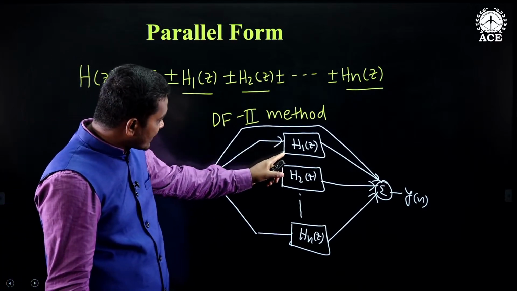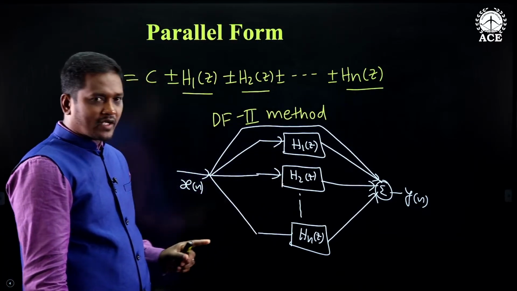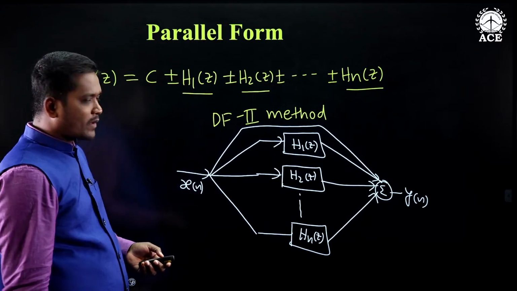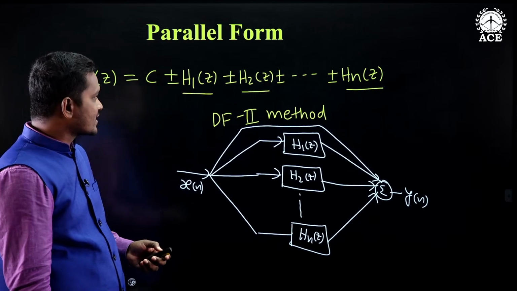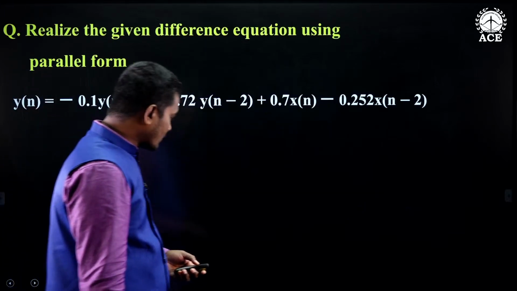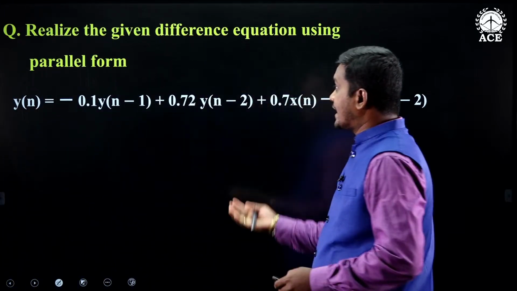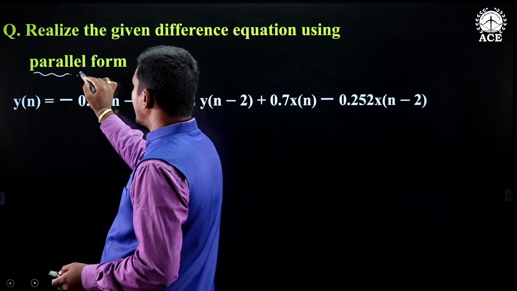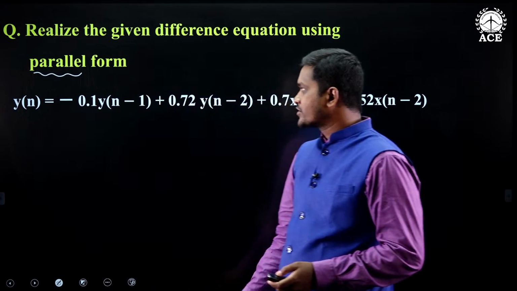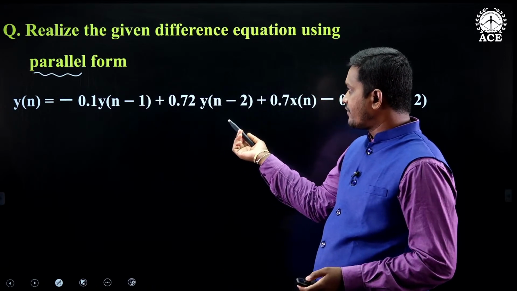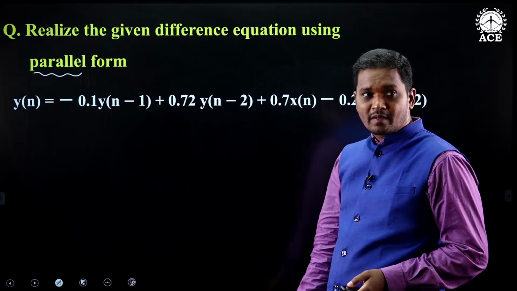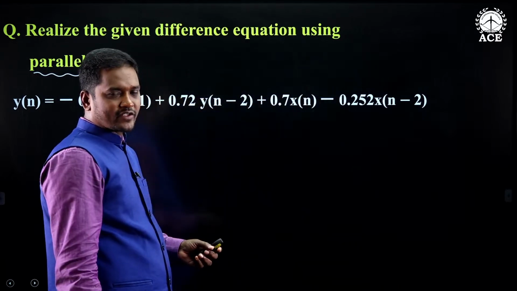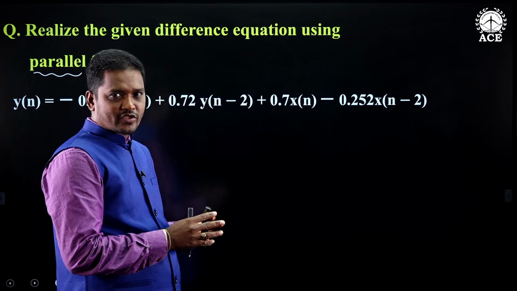So you need to realize H1 of z, H2 of z, up to so on, Hn of z by using direct form 2. Let us see one problem, you can easily understand. Realize the given difference equation using parallel form: y of n equals minus 0.1 y of n minus 1 plus 0.72 y of n minus 2 plus 0.7 x of n minus 0.25 x of n minus 2. All these are previous year questions only.